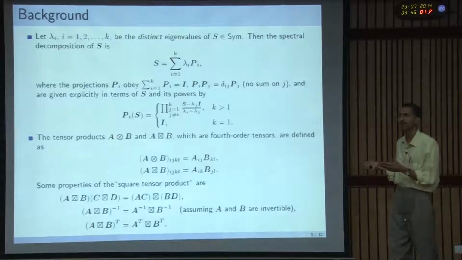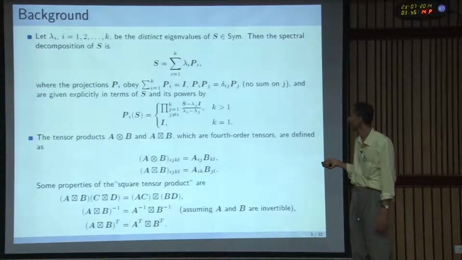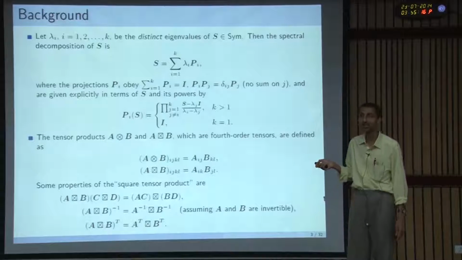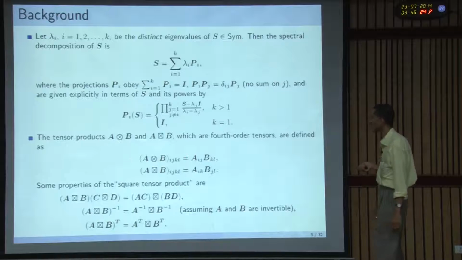Mostly I will be restricting my work to the 3D case, but this works for any dimension. And this K here is the number of distinct eigenvalues. Mostly the criterion that I will be describing will be in terms of fourth order tensors, so we need these tensor products here. These are the two tensor products that I will need, and these are fourth order tensors. These are defined in this particular way.